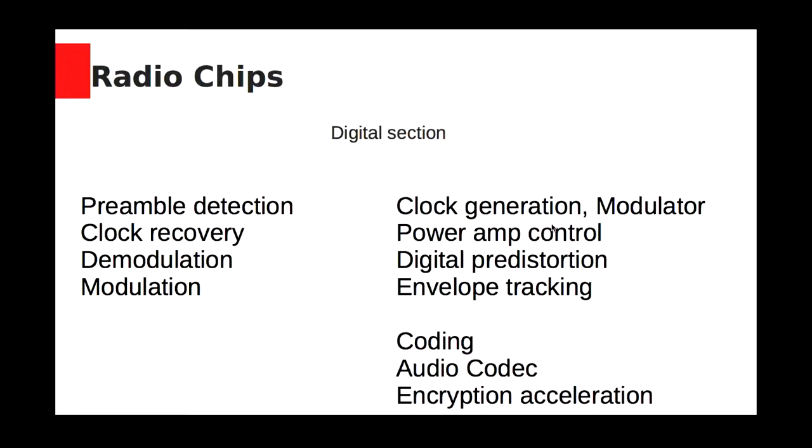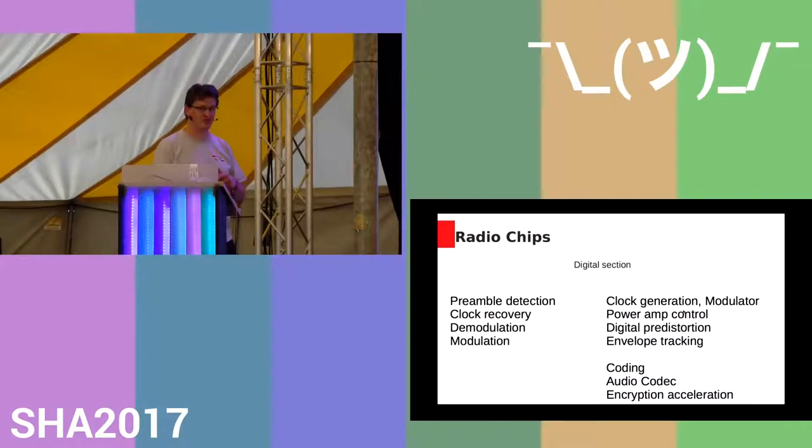The clock generation and modulation. Sometimes you need to have a calculated clock offset. For that you also have to do some calculations. The modulator and power amp control. Power amp control, digital predistortion, envelope tracking. Those are things very specific for transmission.